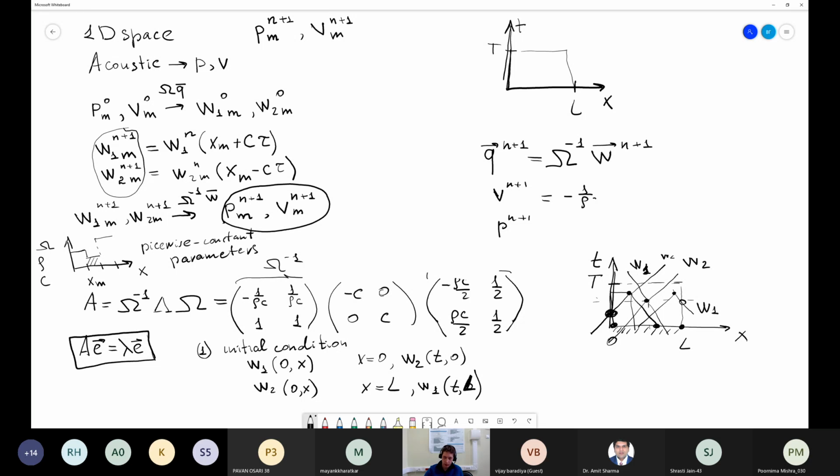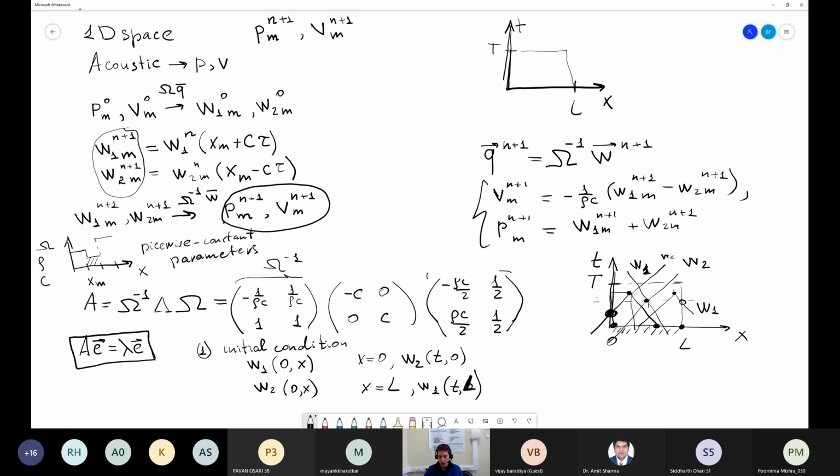minus 1 divided by rho C, omega 1 at some point, of course, at n plus 1, minus omega 2, the W2 m n plus 1. And here is W1 m n plus 1 plus omega 2 m n plus 1. You have two equations here. This is the direct substitution of this matrix omega minus 1 in this vector equation.